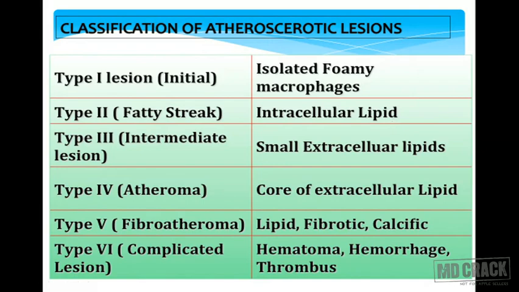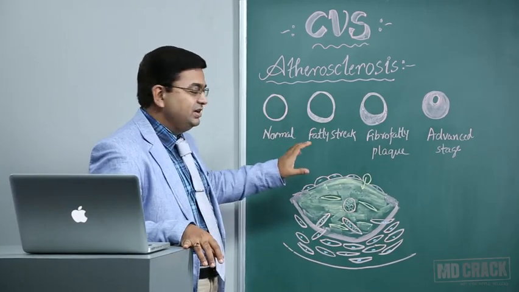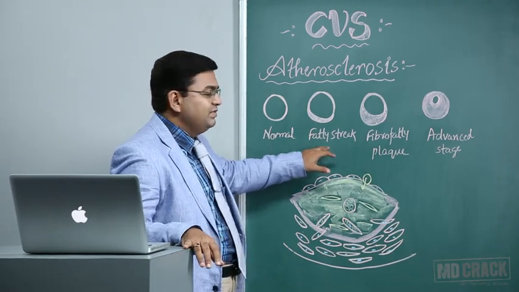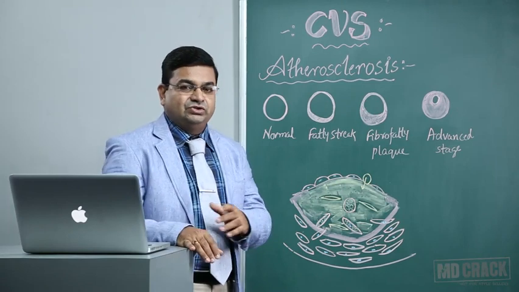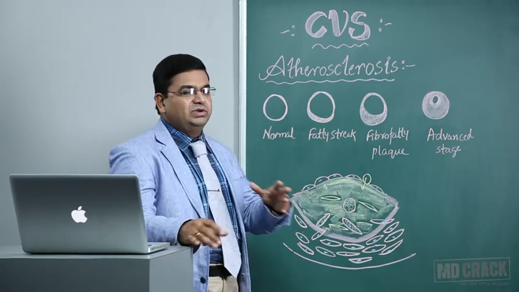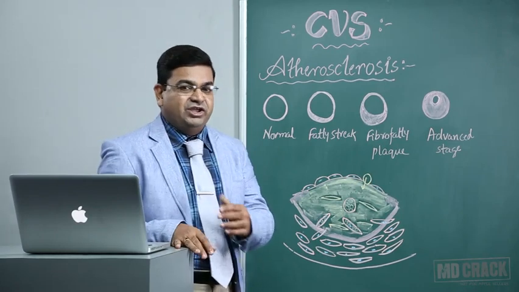So have a look at this diagram. This is how the normal coronary arteries appear on cut section. Fatty streaks are a very common finding by the age of 1 year itself. So the presence of a fatty streak, don't think it is very abnormal. It is a very common finding, especially in sections of the aorta.